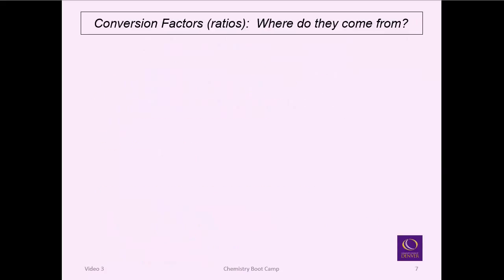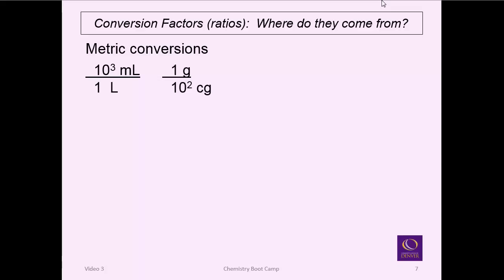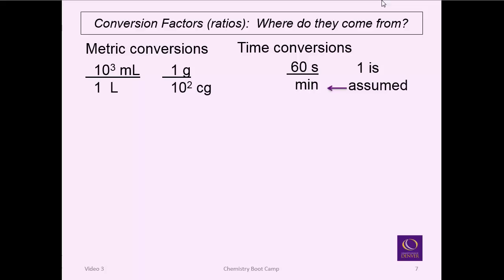So conversion factors, those ratios like I just used, where do they come from? Well, we've already worked on metric conversions, so we know a lot of those, like there's 10 to the third mils in every liter, 10 to the second centigrams per gram. Time conversions, we know there's 60 seconds in a minute, 60 minutes an hour, that sort of thing. And sometimes as we start to put conversions into factors, a lot of times you save the step of putting in a 1, 60 seconds per 1 minute. That 1 is always assumed.